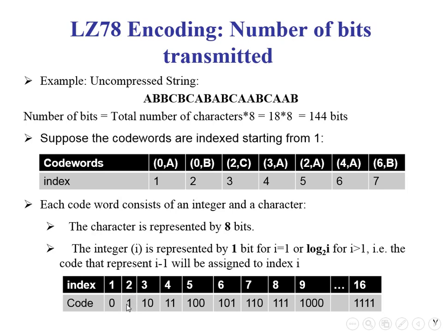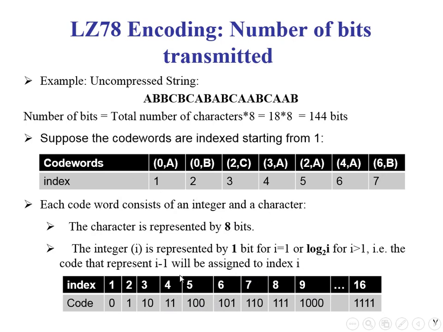It will be 1. For 3, log base 2 of 3 is greater than 1 and lower than 2. We will approximate it to 2 bits, so its code will be 1 0, and for 4 its code will be 1 1, and we continue adding the codes for the different indexes that we have.